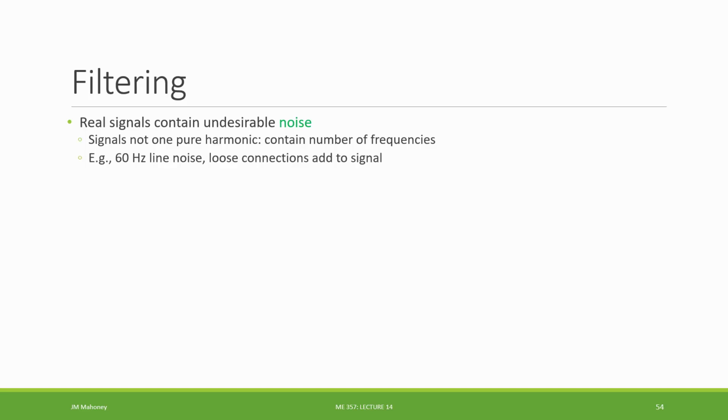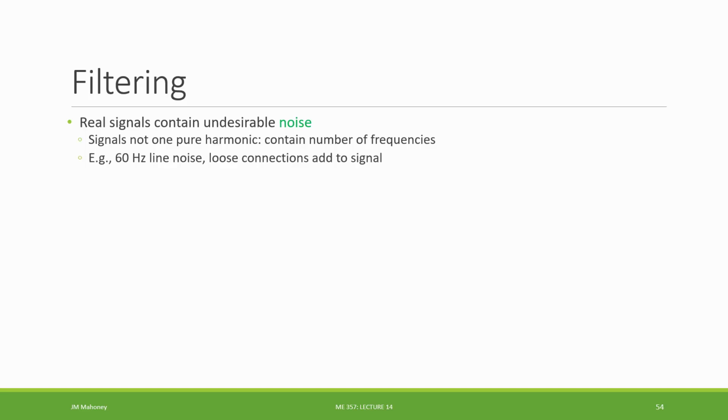So for example, if our sensor is plugged into the wall, we're going to get 60 hertz line noise. So we're going to see some 60 hertz signal happening in what we're reading. If we have loose connections, especially if we have a moving object, then as the wires move, that's also going to introduce some extra signals that we're going to be reading. And all of these are not the thing we're actually trying to measure.